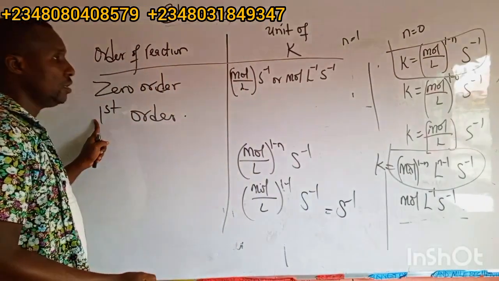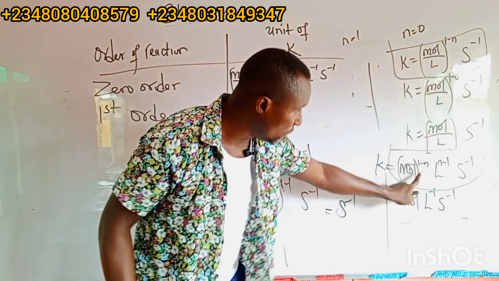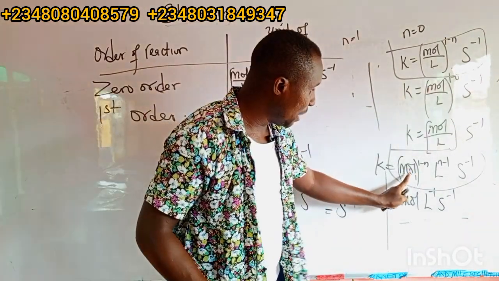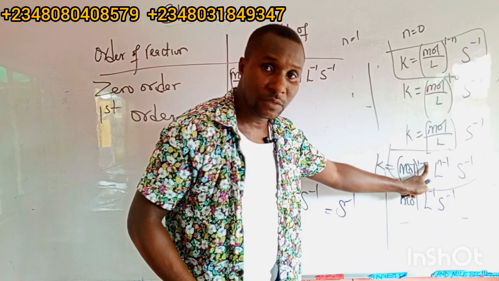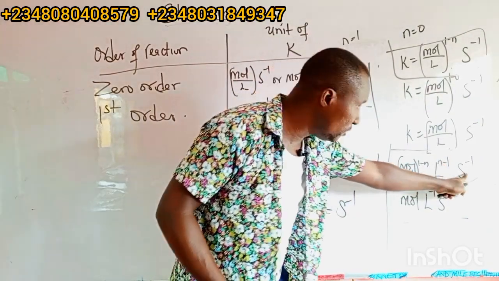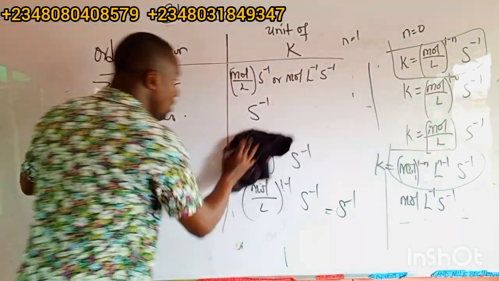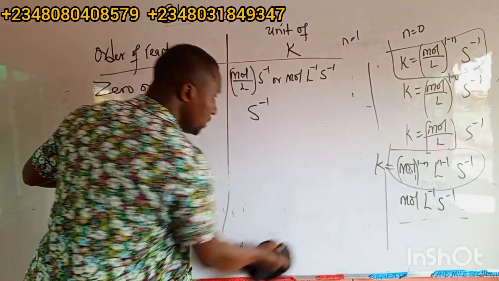That means the unit of K in first order is per second. If I use the other form, I get the same thing: mole raised to 1 minus 1, which is 0, gives 1, and liter raised to 1 minus 1, 0. That means per second.